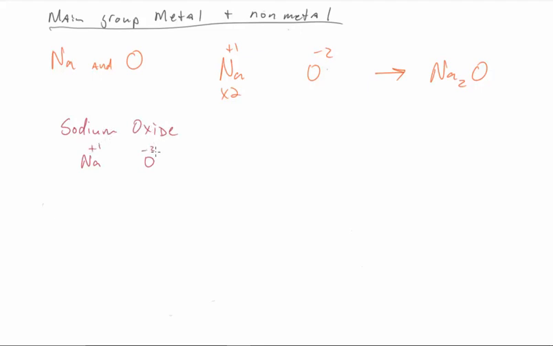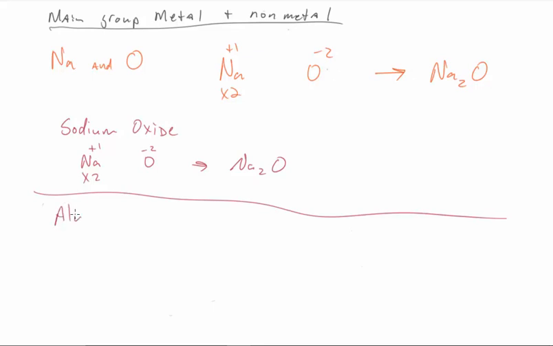And again, I just go through the same steps, and I end up in the same place. All right? Okay, so the next example that I'll do is I'll look at aluminum sulfide. Right? And so again, I'm looking at the name. I see metal, non-metal. I know it's an ionic compound.